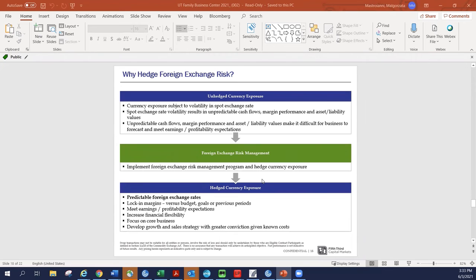So why do we hedge foreign exchange risk? Well, obviously, the market rates can fluctuate. And by locking in an exchange rate and hedging that risk, you're able to lock in your profit margin, right? You can meet your earnings and profitability expectations. You can focus on your primary business. You can develop growth and sales strategy since you know what your costs are.